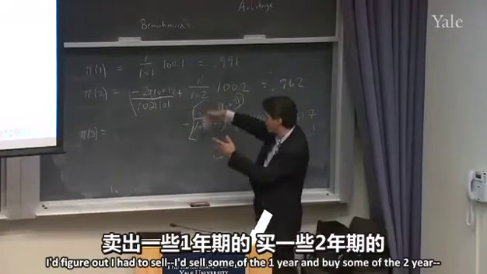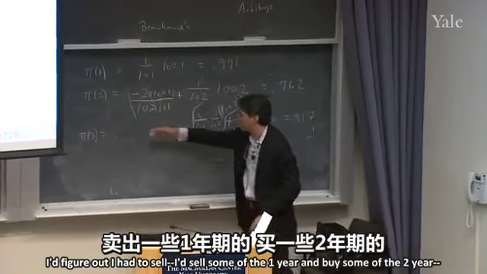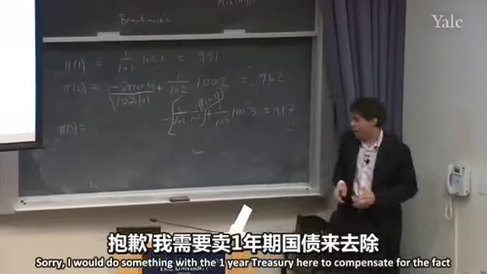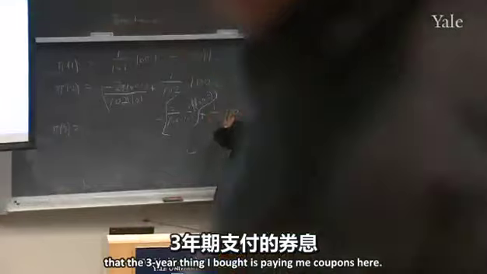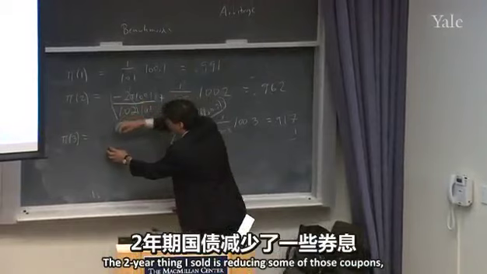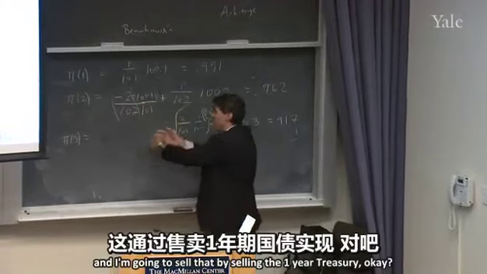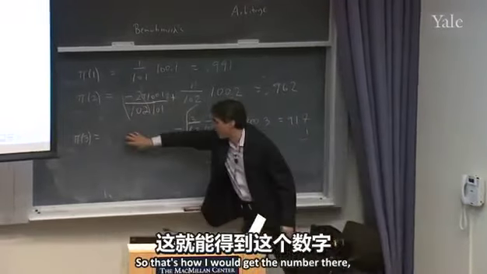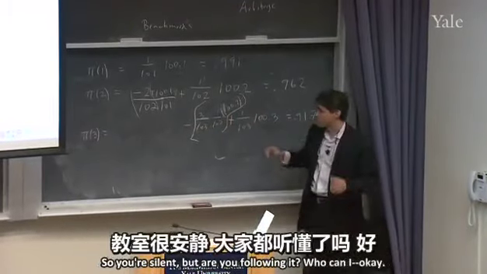I'd figure out I had to sell some of the 1-year and buy back some of the 2-year. I'd do something complicated here. Sorry, I would do something with the 1-year Treasury to compensate for the fact that the 3-year thing I bought is paying me coupons. The 2-year thing I sold is reducing some of those coupons, and so it's only the net coupon that I can sell, and I'm going to sell that by selling the 1-year Treasury. So that's how I would get the number there, and I added the cost of doing all of these things together, and I get 0.917.